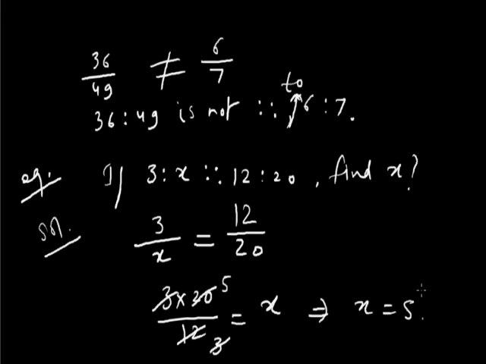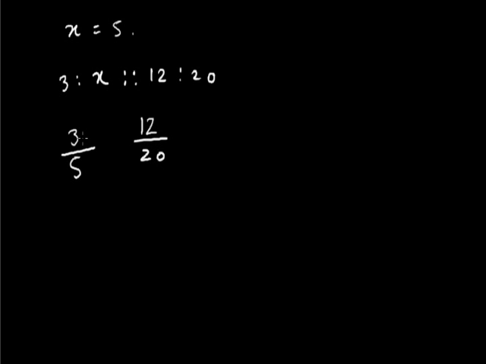Now we can verify the result also. We get the result as x equals 5, and it is given that 3 ratio x, which is equal to 5, is proportional to 12 ratio 20. We can check whether x is equal to 5 or not according to the given condition in the question. Now 3 ratio 5 can be written as 3 divided by 5 in the fractional form, and 12 ratio 20 can be written as 12 divided by 20 in the fractional form. Now there is no common factor between the numerator and denominator of the first fraction, which is 3 divided by 5.